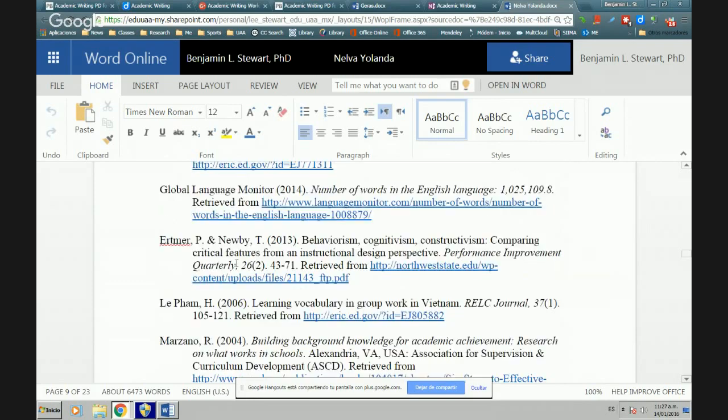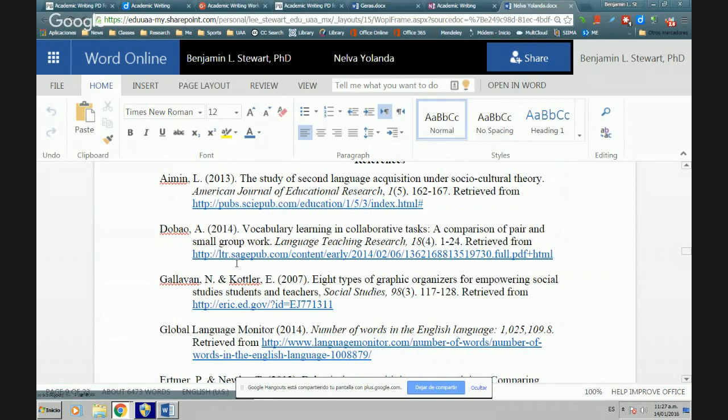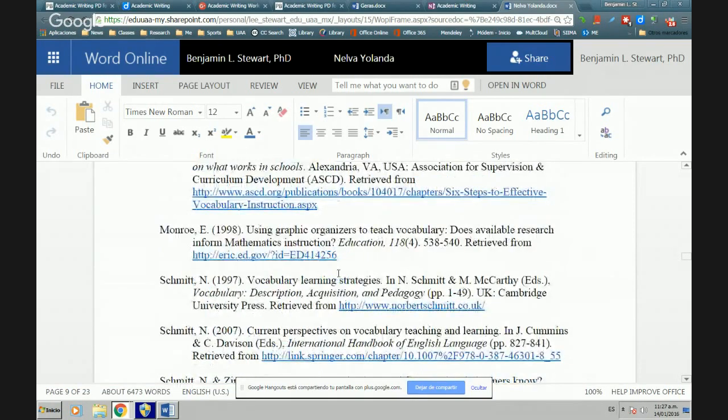Okay, there's one more that I know she has. Okay, this one, Smith. Now, what do you notice about that? What kind of source is this? It is a book, but how does this differ from the one we just saw? Because she didn't buy the book. Different articles.